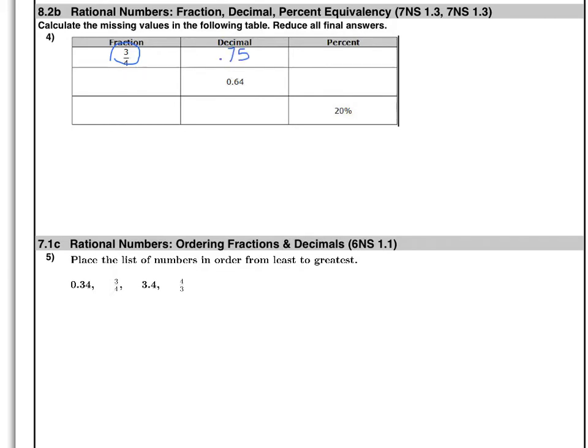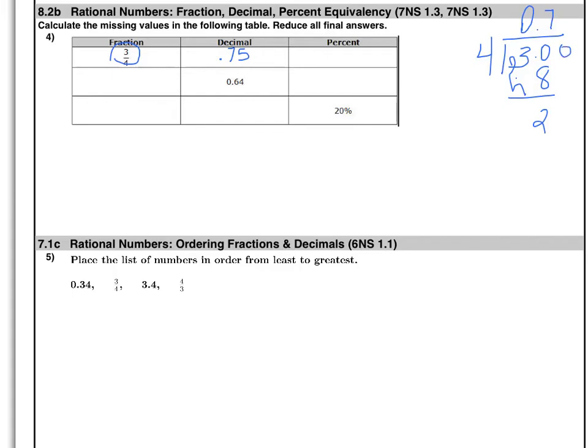But if you didn't remember that, you can take the numerator, the top number, and divide it by the bottom number. 4 goes into 3 0 times. But 4 goes into 30 7 times. And 7 times 4 is 28.